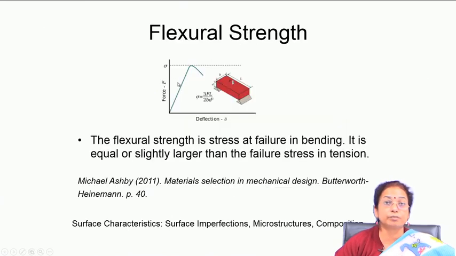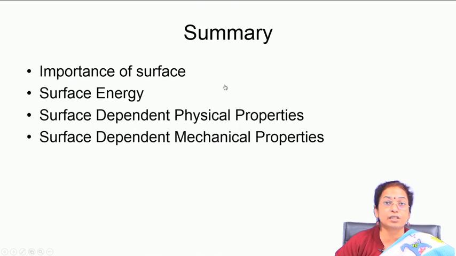Flexural strength is another important mechanical property which is dependent on the surface, and it gives you information about failure in bending. It is dependent on the surface because failure often starts from surface flaws and surface impurities where stress concentration is much higher. So, it is taken as a property which is dependent on the surface. If you just improve the surface finishing, or increase the surface hardness to a little extent, you can increase the flexural strength to a large extent.